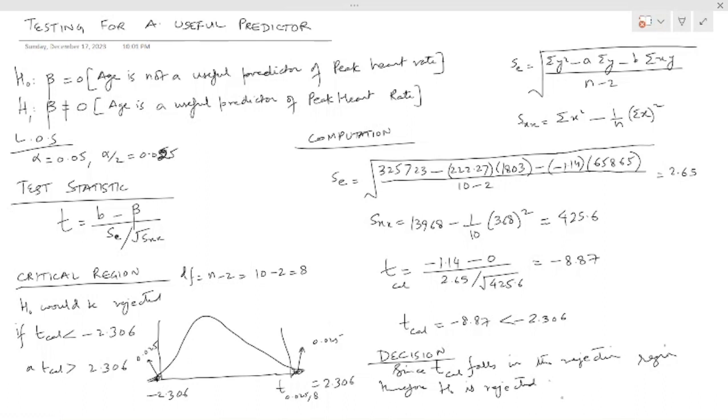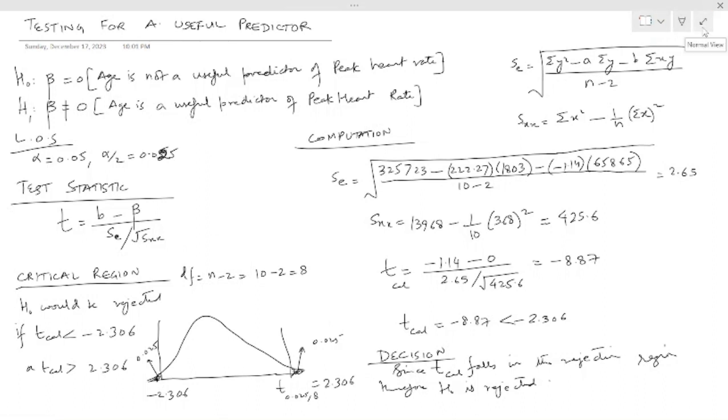And we can draw a conclusion and state it as: the test results are statistically significant at the 0.05 significance level, and data provide sufficient evidence to conclude that age is a useful predictor of peak heart rate. One more conclusion, furthermore, it can also be concluded that age is negatively or inversely related with peak heart rate, and the negative value of T calculated is the evidence for that.